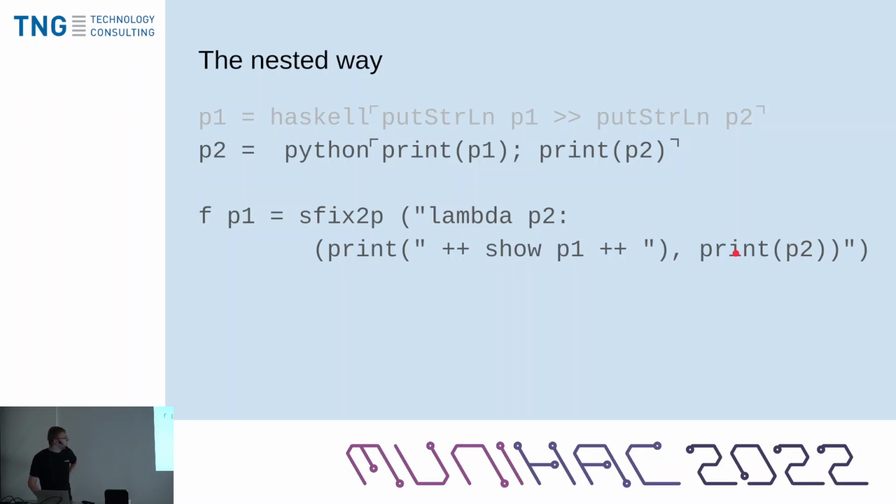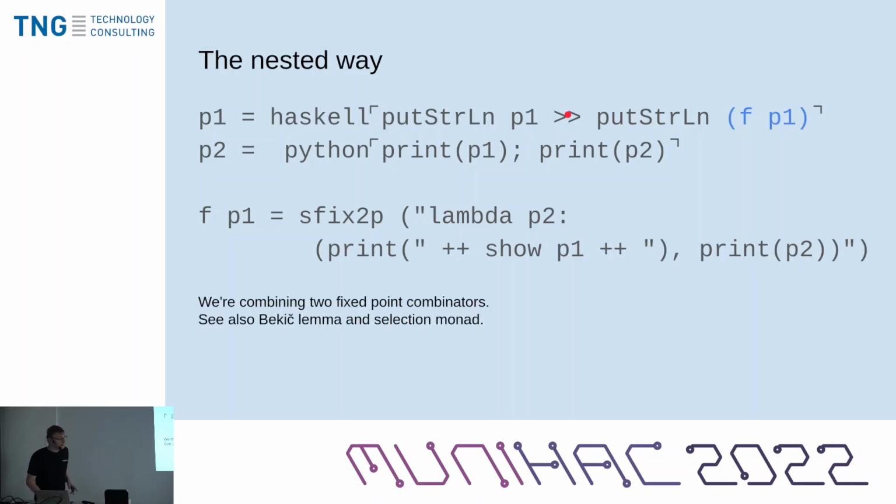But if we have this f of P1, if we know that P2 is f of P1, then we can substitute it here. And now this equation in P1 does not refer to P2 at all, which means we can use normal sfix to solve it. And in a sense, we are combining here two fixed point operations. We have a fixed point operation for Haskell, we have a fixed point operation for Python, and we got a fixed point operation for the pair Haskell-Python.